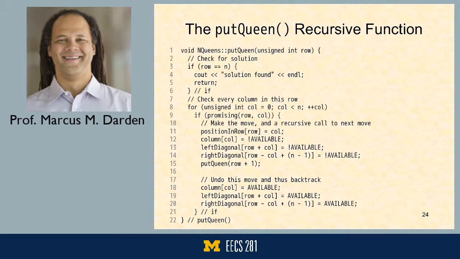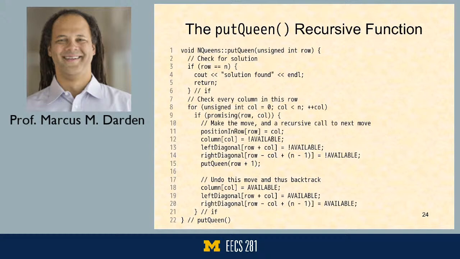So here is put queens. This is my backtracking function because the goal is to put the queens on the board. So we've called this put queen, and what we're doing is we're trying to put a queen in a particular row. We say we've just put a queen in row something or other. So you start out obviously calling this function with a zero so that we can try to put a queen in the zeroth row, the first row.